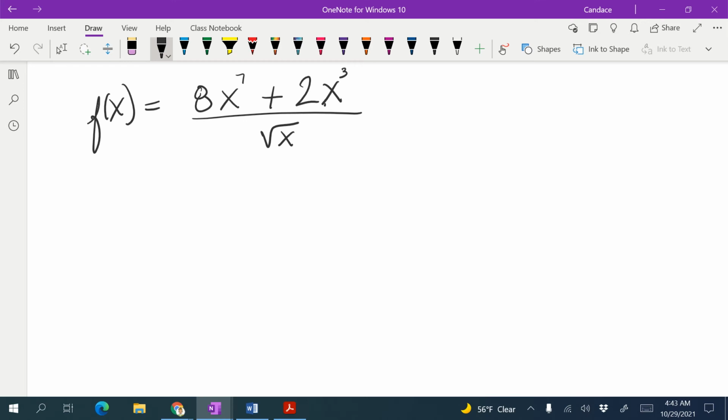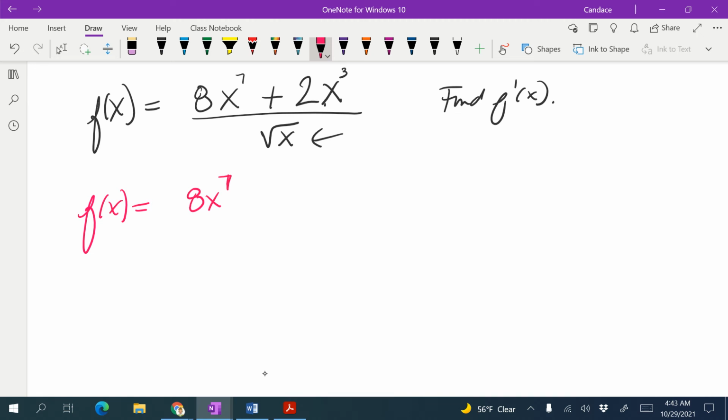In this video, we're going to find the derivative. So we're going to find f prime of x as our instructions. The first thing I'm going to do is rewrite this radical as a fractional exponent. So f of x equals (8x^7 + 2x^3) over the square root of x.